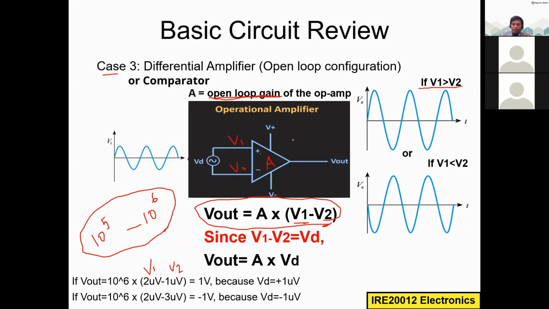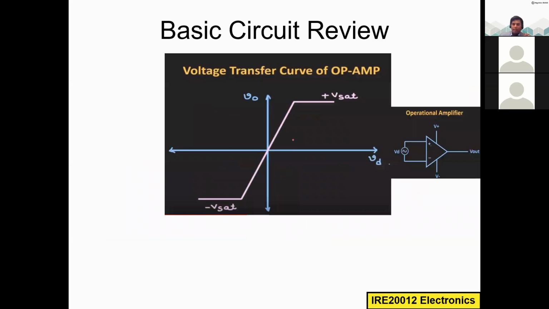We had seen the voltage transfer curve. So here this is the differential input voltage. For example, maybe this is 1 microvolt, this is 2 microvolt, this is 3 microvolt, and so on. After a certain point, even though you increase the input voltage, the output will not increase. Up to a certain level, the output will increase. This is the output on the y-axis. And after a certain input voltage, the output will get saturated to plus Vsat.